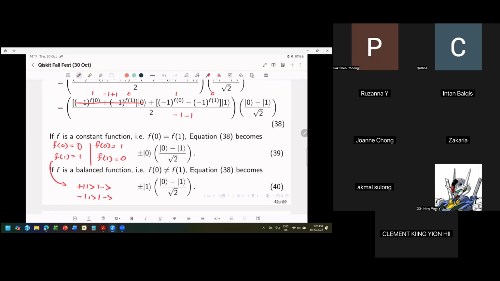Okay? So what does it mean? It means that by measuring the first qubit, you understand whether this is a constant function or a balanced function. And how many times did I call the oracle? I only call it once, right? So this is what we call the quantum advantage: something that quantum algorithms can perform better than classical algorithms. Okay?